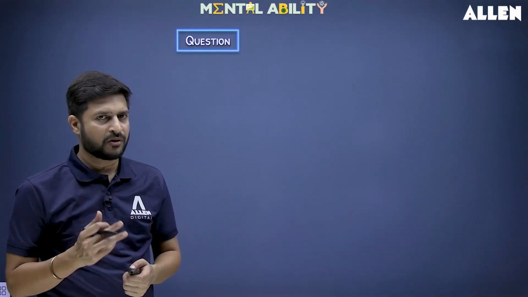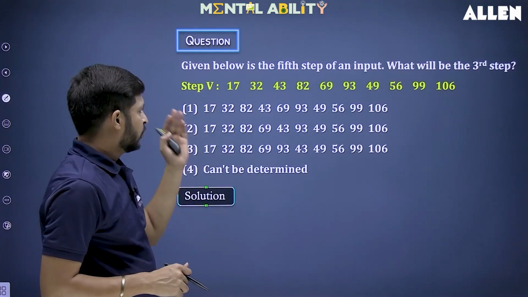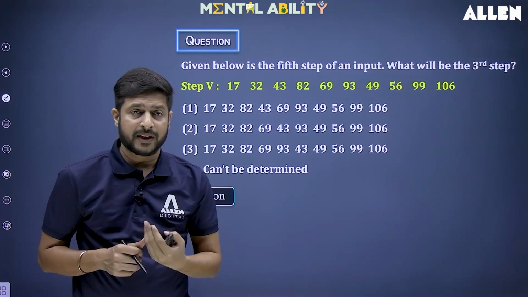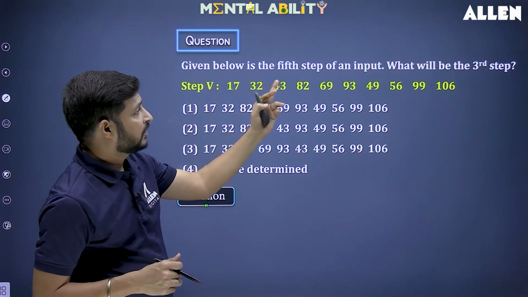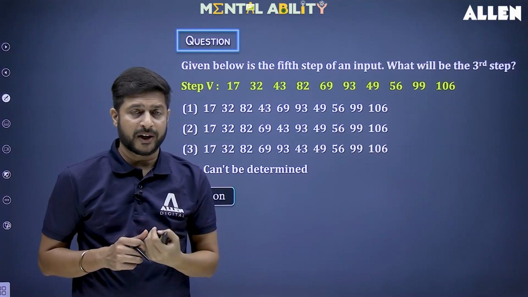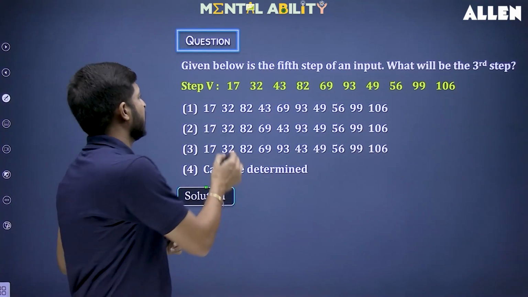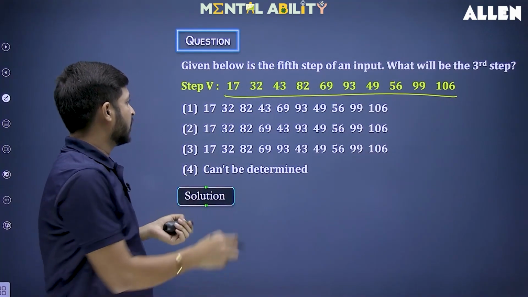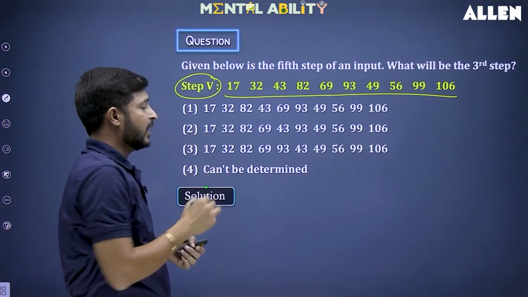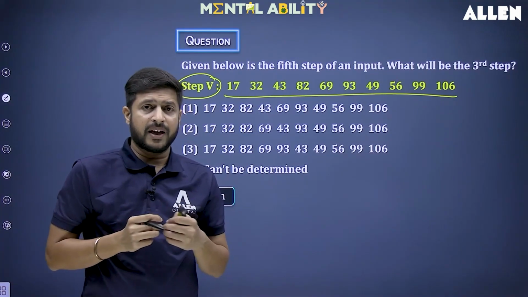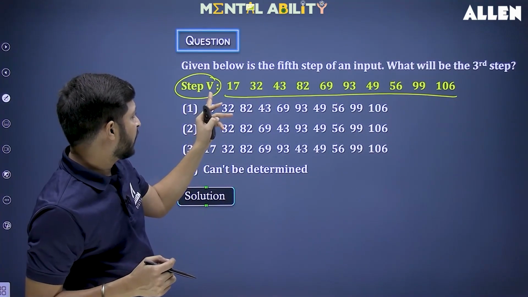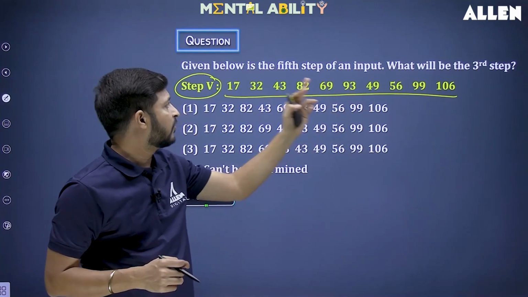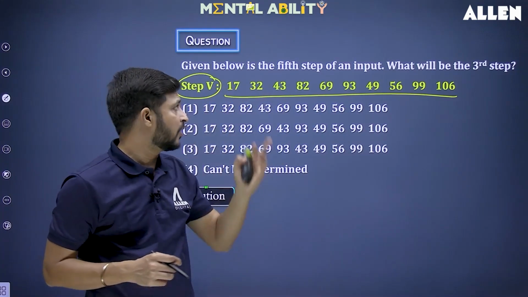Moving on to the next question based on this particular input only, right? So this is the 5th step which is given to us. Now what we are supposed to do is find out the third step of this particular input. If I notice over here, the numbers are arranged like this, and we have to find out the third step, right? Step 5 is already given to us. So see, if I ask any student what will be the position of 106, the position of 32, and the position of 43 in step number 4.